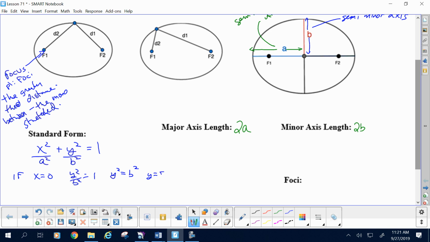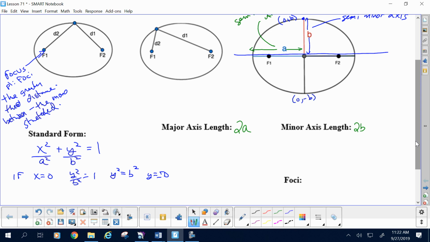All right, now, okay, you're probably thinking, okay, what? Well, when x is 0, where am I in the graph? Right at the middle. When x is 0, then y is either b from the center, or negative b. Okay, so you would say this point is (0, b). When x is 0, y could be b, or negative b. You follow?